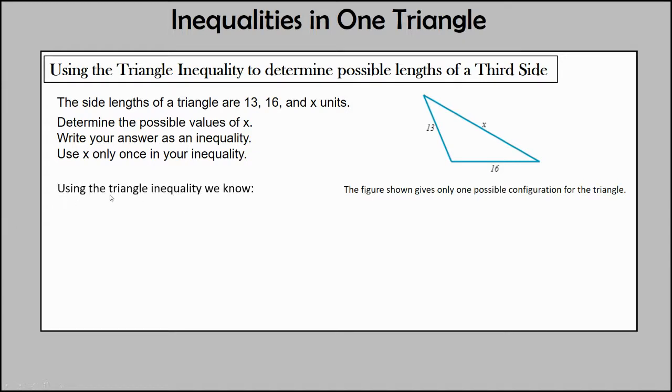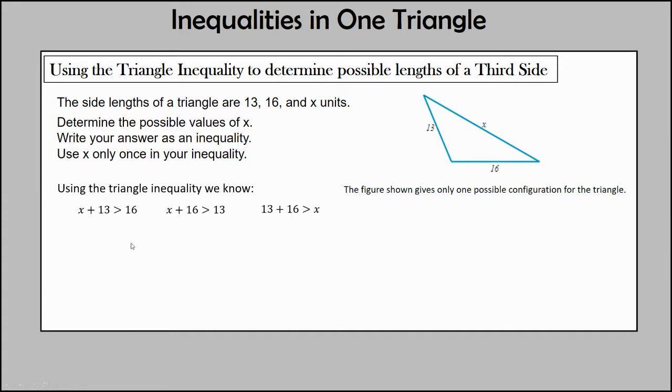So what we do is we start with the idea of the triangle inequality. What we know is that the sum of any two sides has to be greater than the third. Now, there's three possible inequalities we could write. I know x plus 13 has got to be greater than 16. I know that x plus 16 has got to be greater than 13. And I know 13 plus 16 has got to be greater than x. That's all three possible combinations for this inequality theorem.